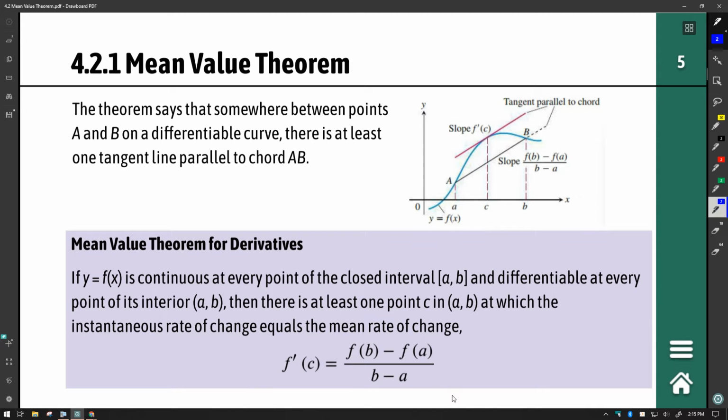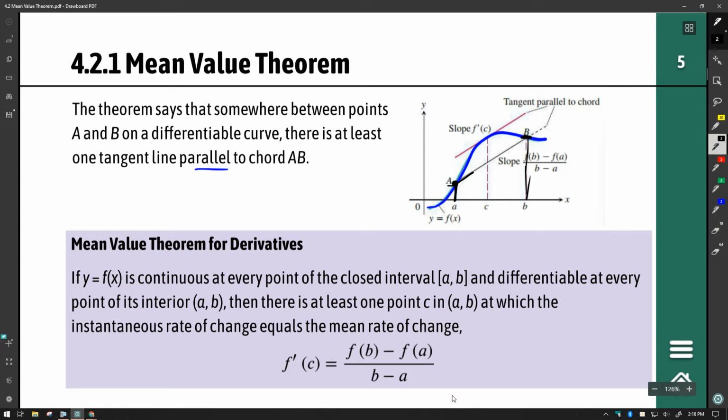So here it is. The mean value theorem says that somewhere between the points A and B on a differentiable curve, there is at least one tangent line parallel to the chord AB. So take a look at this picture or diagram in the upper right corner of the slide. Here we have a function y equals f of x, and this function is both continuous and differentiable. Notice that there are no gaps or jumps, and it is a smooth function. Then we see that this function exists on an interval from a to b. And at the point where the line x equals a hits the function we have called capital A, and the same where x equals b hits the function we call capital B.